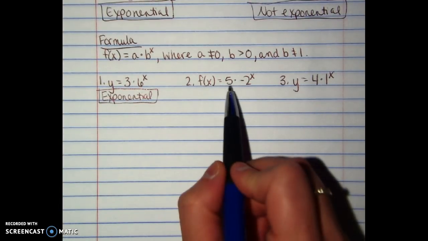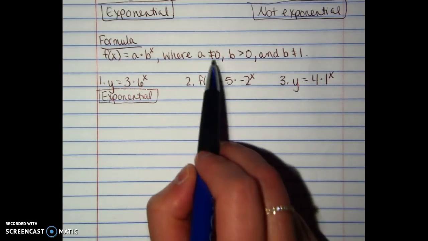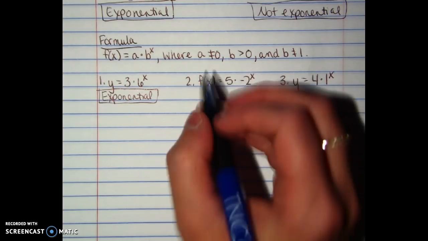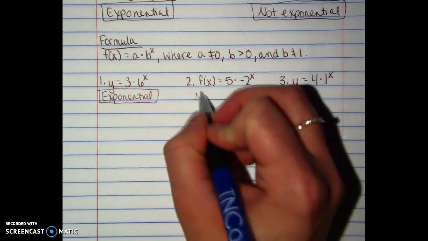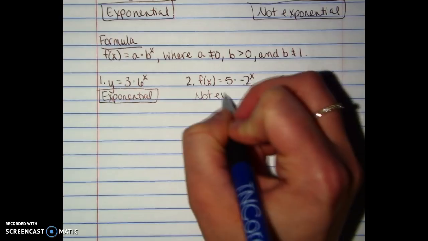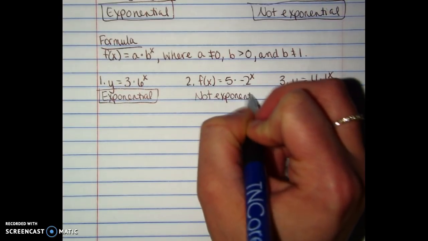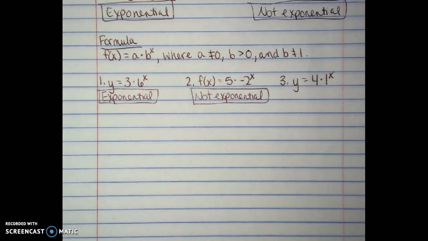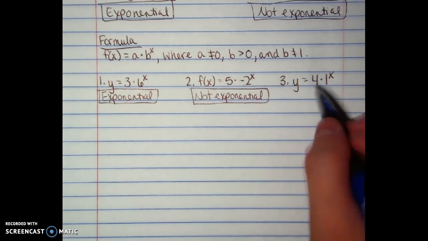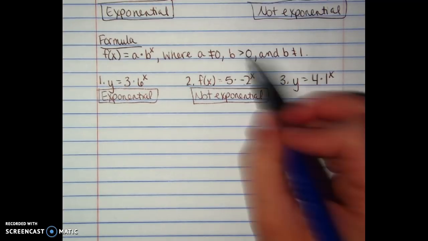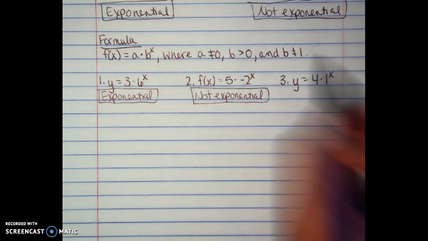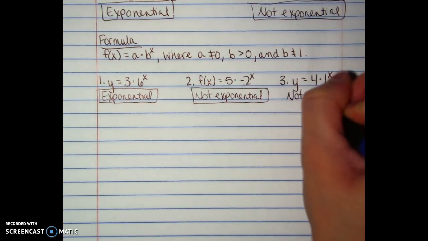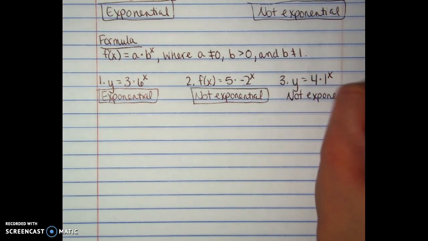Okay, looking at this one, a is 5, so that's good. B needs to be greater than 0. It's negative, so this one is not exponential because of that negative b. So not exponential. Yes, you do have to write out the words. So sorry. Okay, here, a is not 0. B is greater than 0. B cannot equal 1, and it is 1. So in this case, this one is also not exponential.